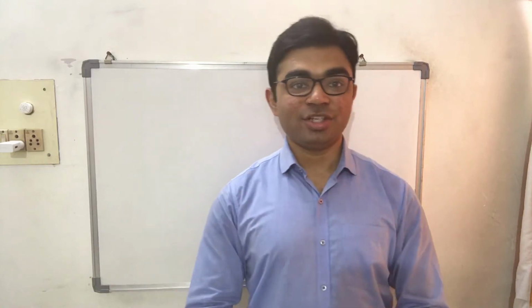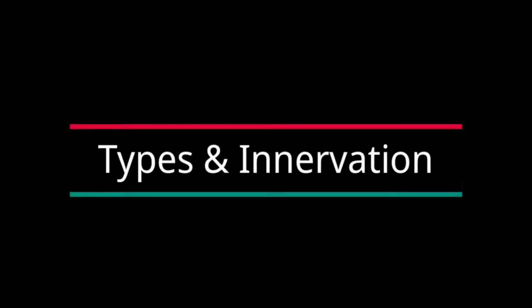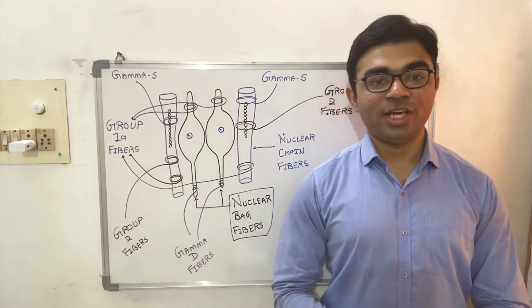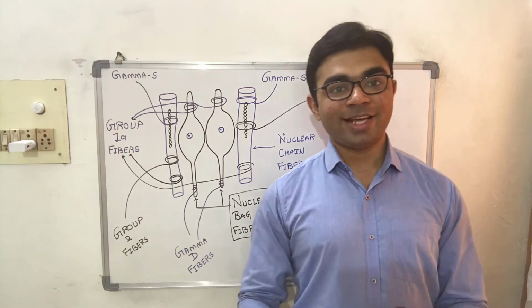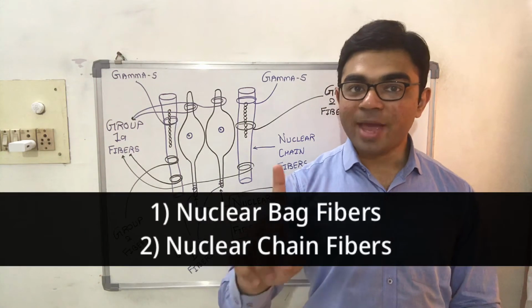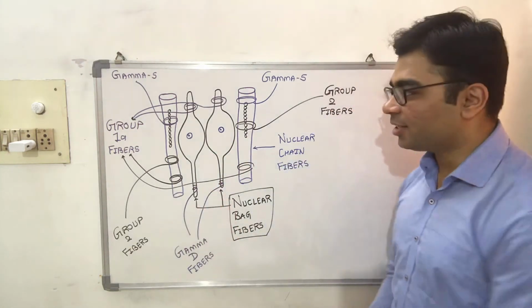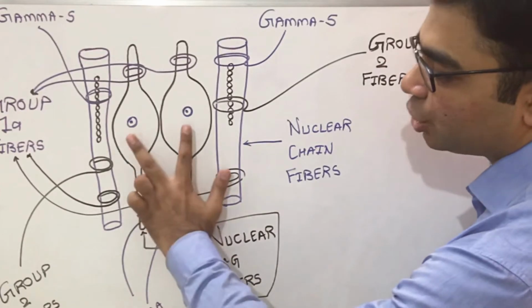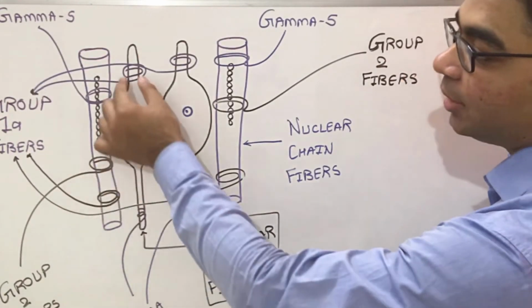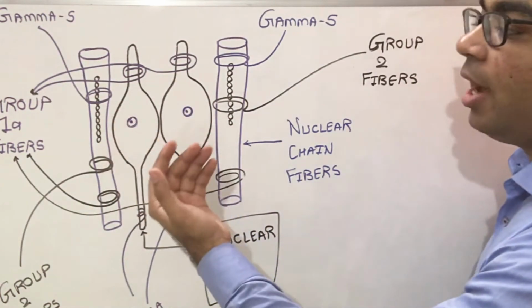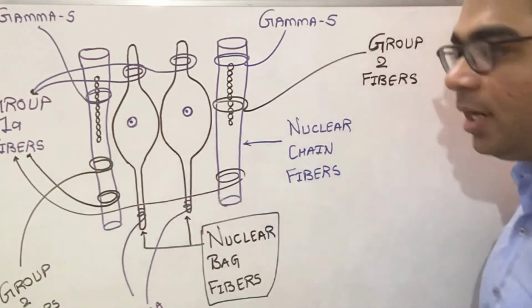Now let us discuss the types and the innervation of the intrafusal muscle fibers. Mainly there are two types. First is the nuclear bag fibers, and the second one is the nuclear chain fibers. As you can see in this diagram, the central portion is bulged. So these are the nuclear bag fibers. They contain the nuclei in their central portion.